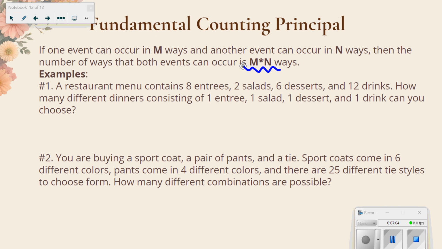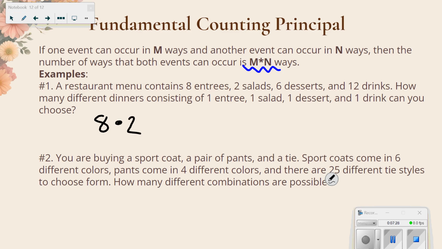So we have different events when you're thinking about creating this dinner for yourself. One thing you're going to include in your dinner is your entrees. How many entrees do we have to choose from? Yeah, and then we also have salads. How many salad options do we have to choose from? 2. So I'm going to multiply these events together.